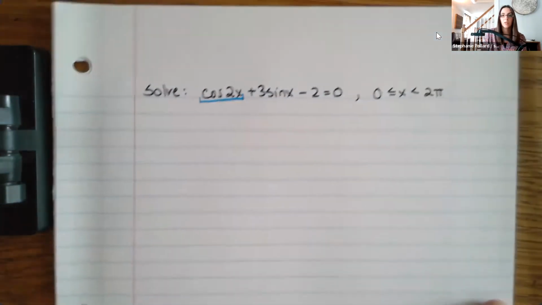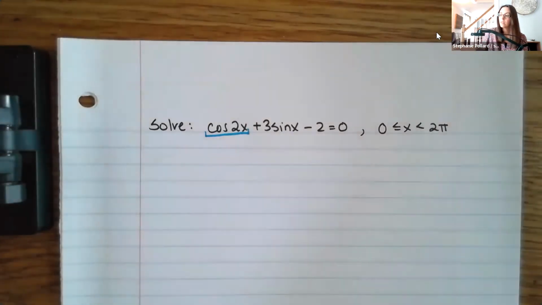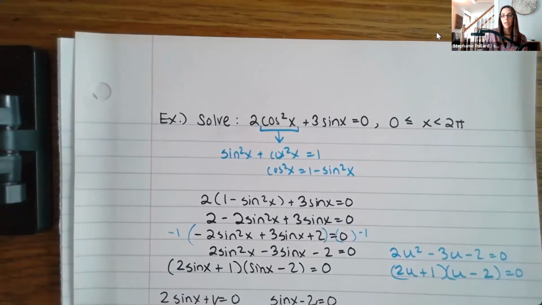Same domain restriction with that 0 to 2 pi, but it's cosine 2x. Take a look at the last one. That was 2 cosine squared x. So again, a little bit different.